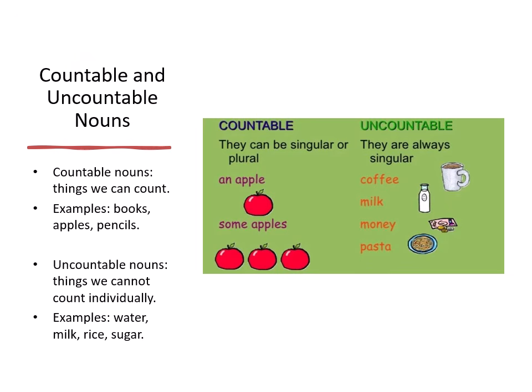Countable and uncountable nouns. Before we use our new words, we need to remember the difference between 2 types of nouns. Countable nouns are things we can count, like 1 book, 2 apples, or 3 pencils. Uncountable nouns are things we cannot count individually, like water, milk, rice, or sugar. Remember, countable nouns can be singular or plural, but uncountable nouns are always singular.